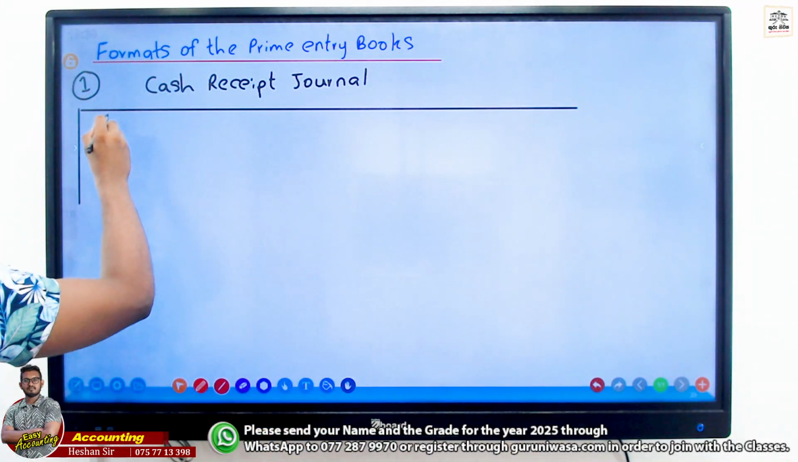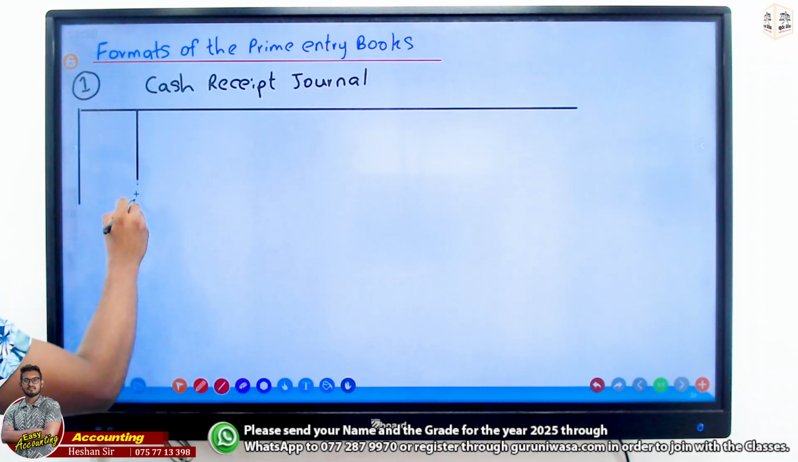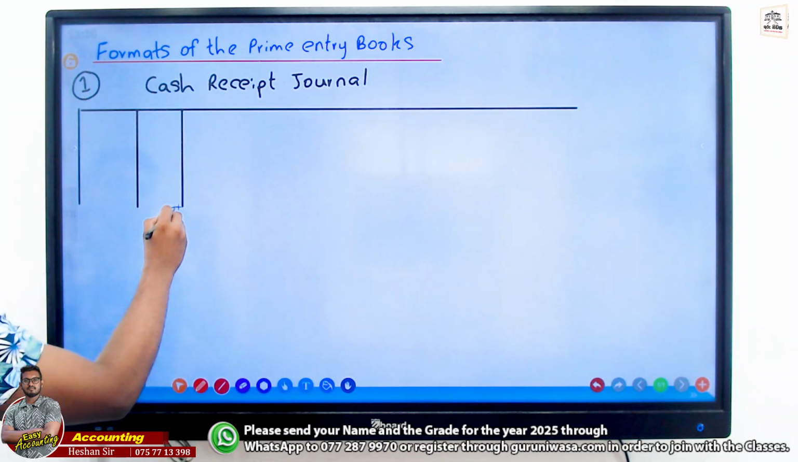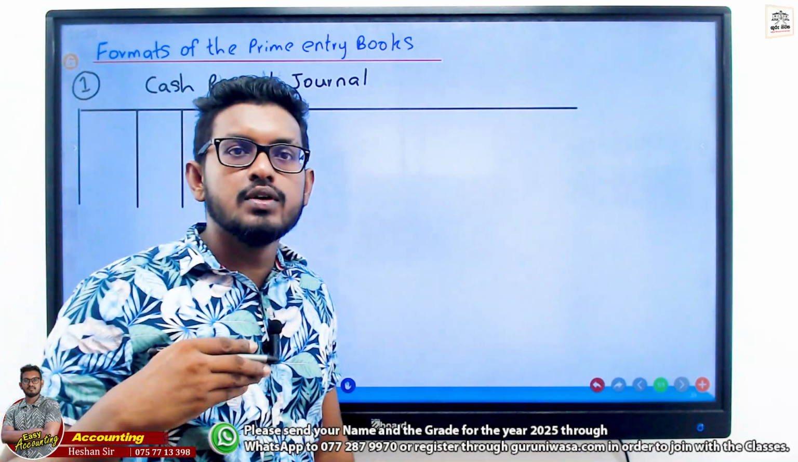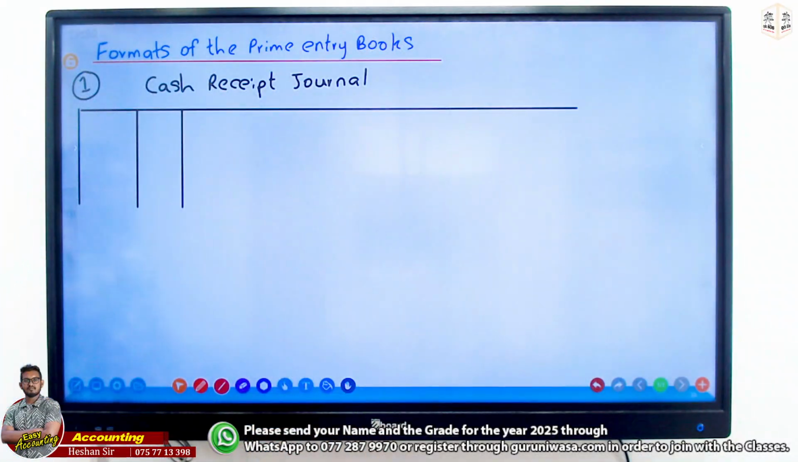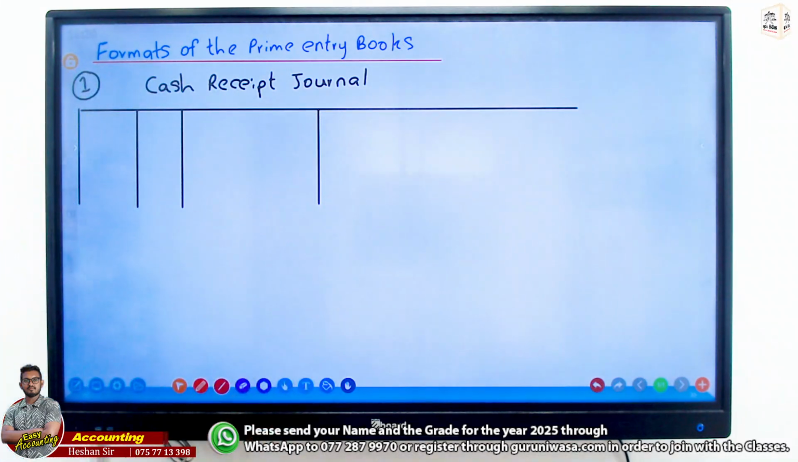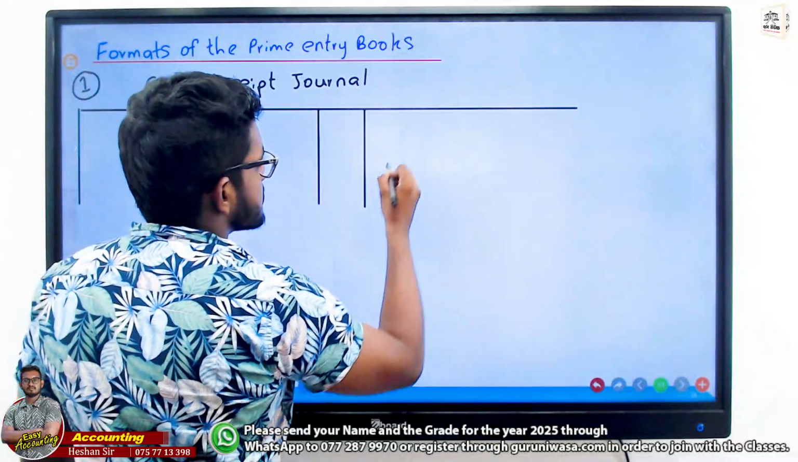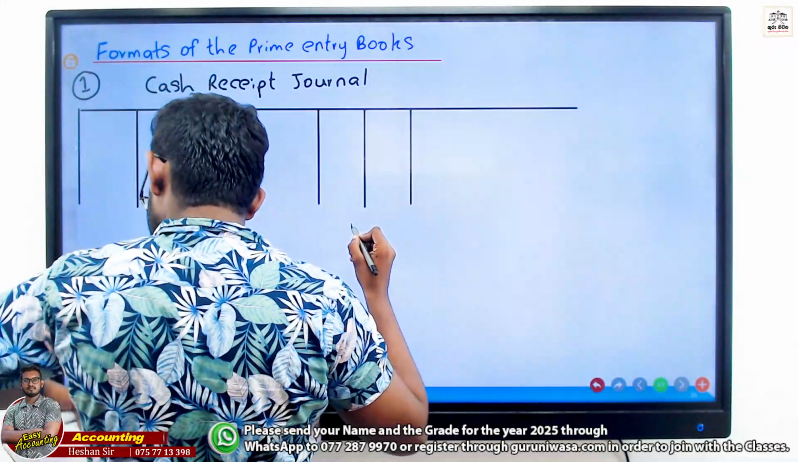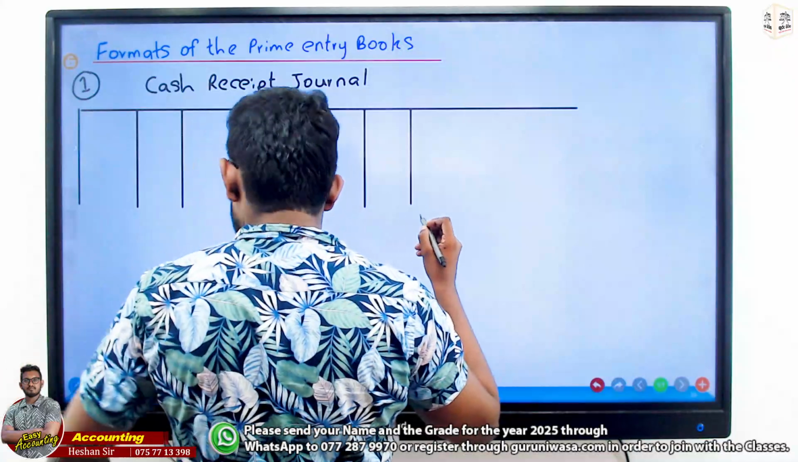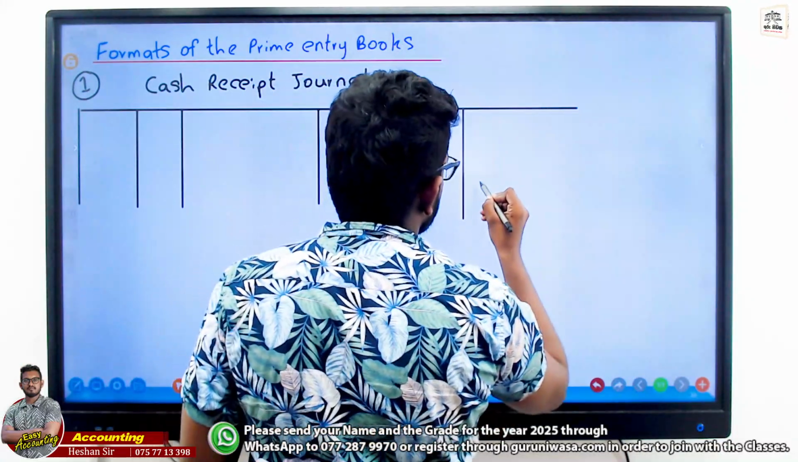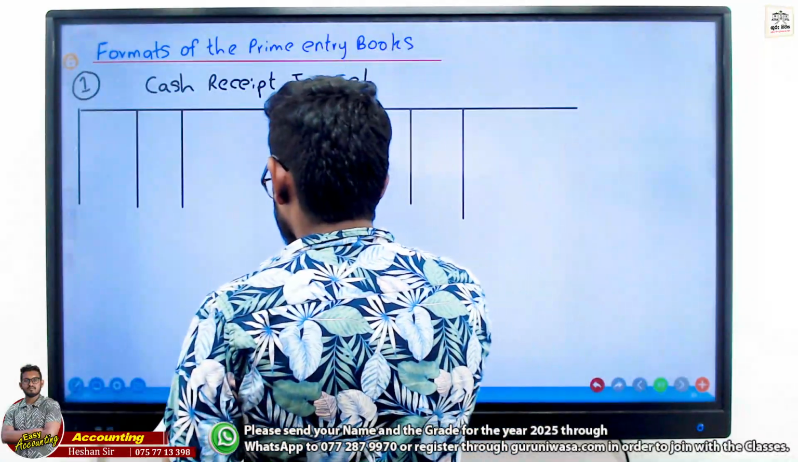Date, then receipt number. You know, when we receive cash, I told you last Saturday we issue a receipt. So we take the receipt number, then description, check number, discount allowed, amount received, and the analysis columns.